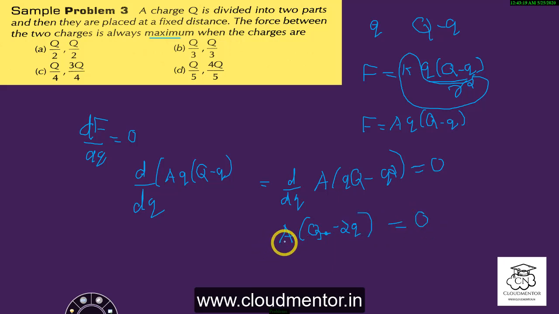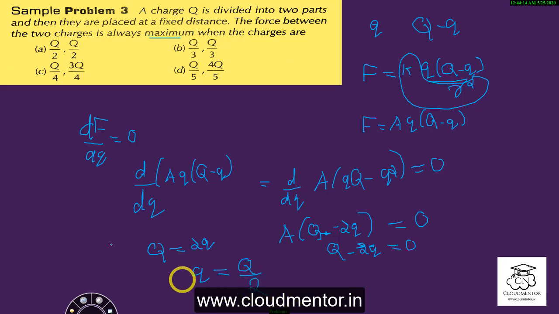And here we know that A is a constant, so it cannot be 0. So the zero term will be Q minus 2q. Equating that with 0, that is Q minus 2q equal to 0, we get Q will be equal to 2q. So that small charge which is split from the total charge will be equal to Q by 2, capital Q by 2.